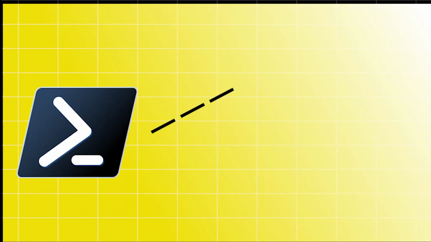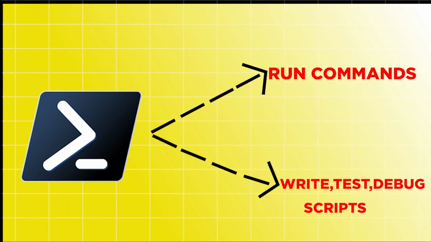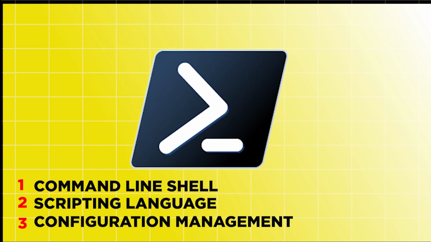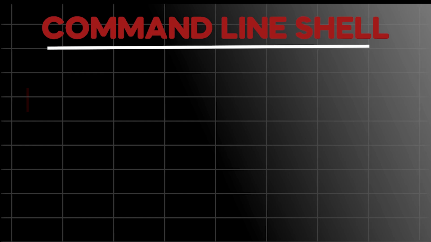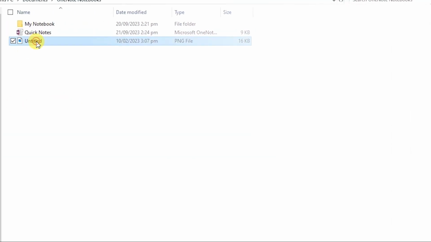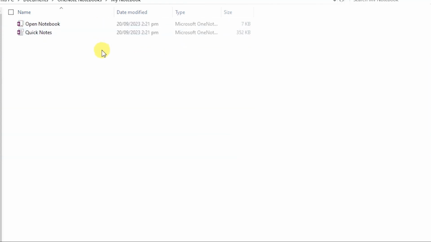Actually, it is a platform that enables you to run commands and write, test, and debug scripts. It is made up of three components: command line shell, a scripting language, and a configuration management framework. A command line shell is a platform through which a computer exposes its actions to users. Meaning if some action is performed, like copy paste, we have to tell the computer how to do it with the help of the command line shell, and command is used as a language in it. Computer reads this language and understands what action is to be performed.